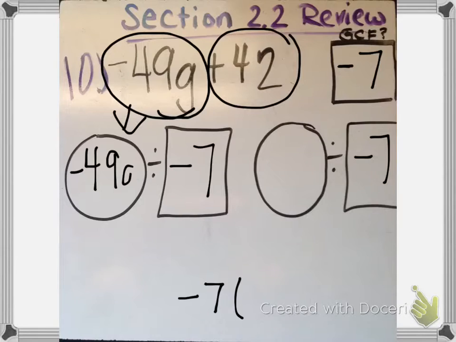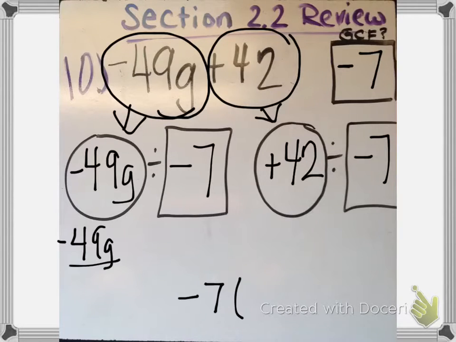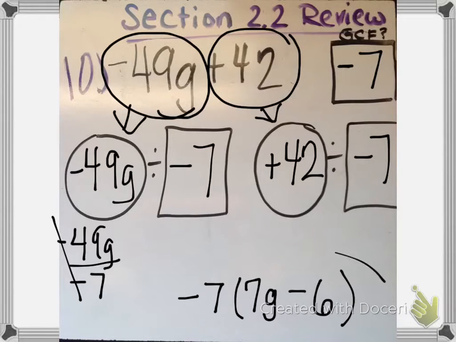So you have negative 49g and a positive 42. Negative 49g divided by a negative 7, the negatives will cancel out and make a positive. 49 divided by 7 is 7, and bring your g along for the ride. Then you have a positive 42 divided by a negative 7. Positive divided by a negative makes it a negative. 42 divided by 7 is 6. So your answer is negative 7 times the quantity of 7g minus 6.